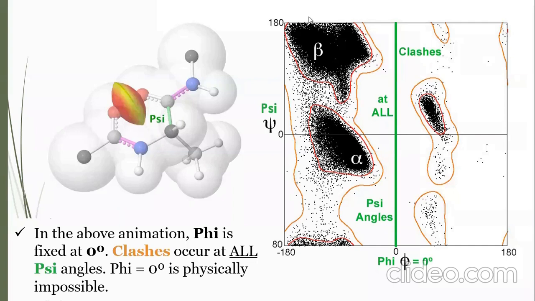Like if we want to determine psi, अगर हम psi को determine करना चाह रहे हैं, so this one is the psi bond. So उस केस में this will be the number one atom, this will be the second, this will be the third, and this one will be the fourth.